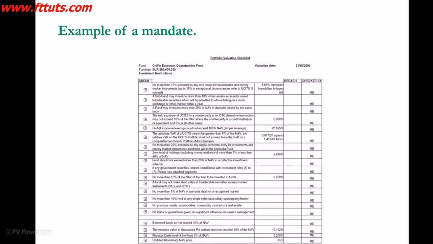Here, this is an example of a mandate with all the criteria that you should be ticking. At the close of each day, or at the close of each month, these are the rules that your fund should be following. The first one is telling you no more than 10% exposure to any one issuer for investment and money market instruments. Another one will be no more than 10% of the NAV of the fund to be invested in funds. You can go through all of them. Obviously, that will vary from one fund to another.